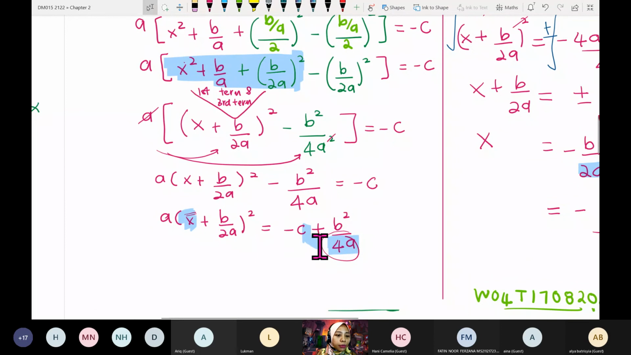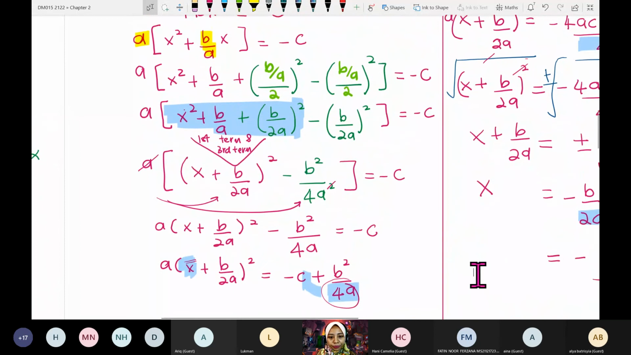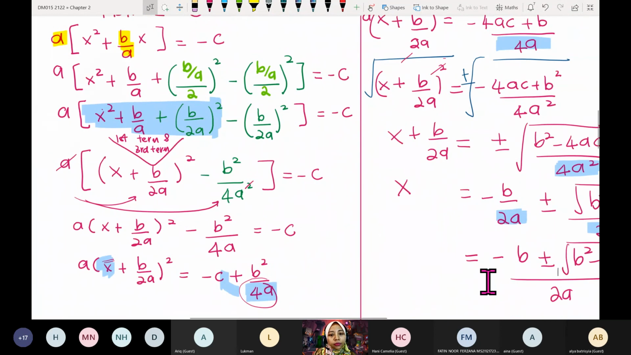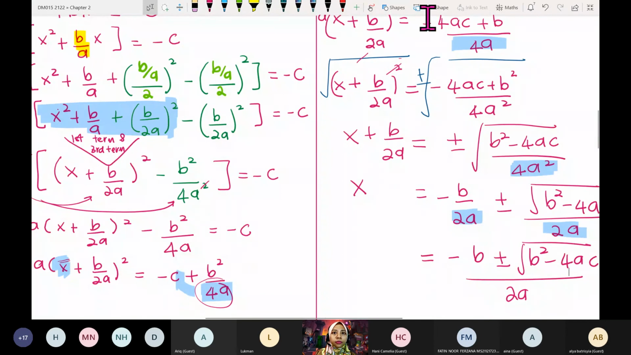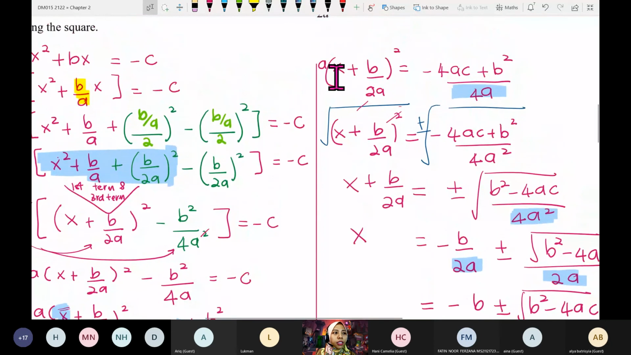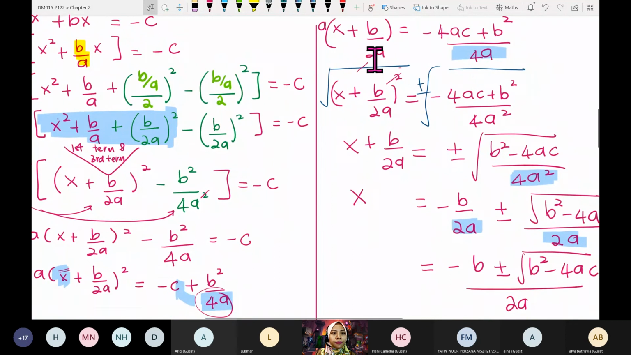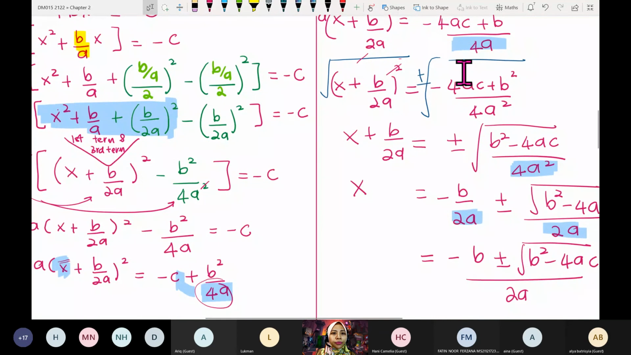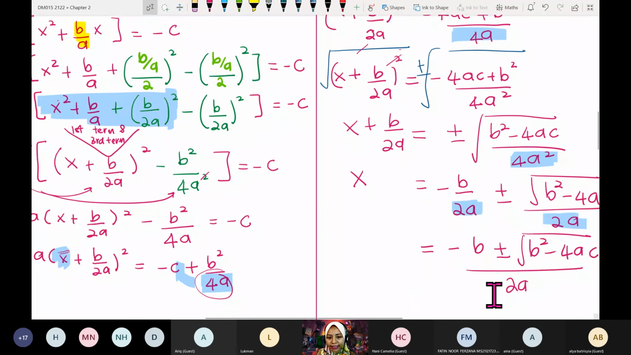So negatif bawa pergi sini jadi positif kan. And then you samakan penyebut. Okay, you samakan penyebut, you dapat ini. Samakan penyebut and then you square both side. Okay, and then finally you will get the final answer as this.